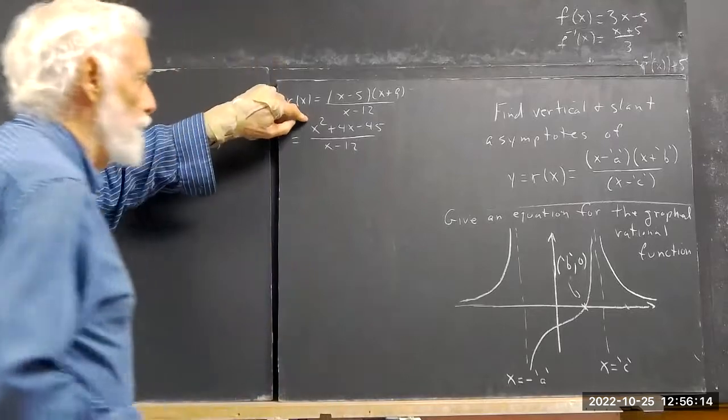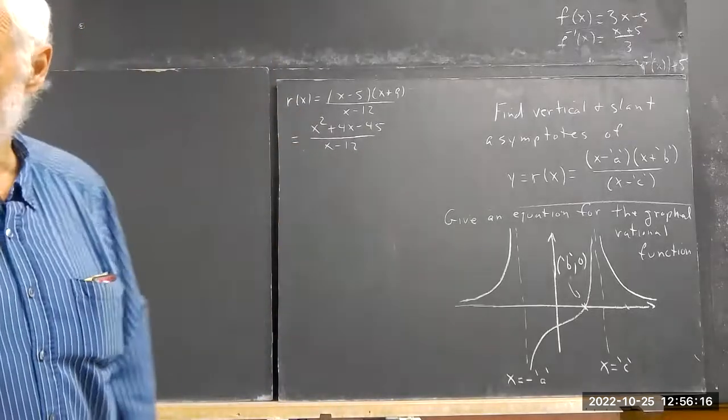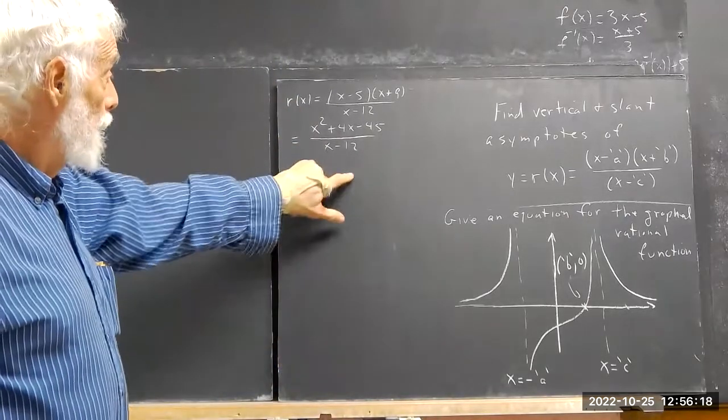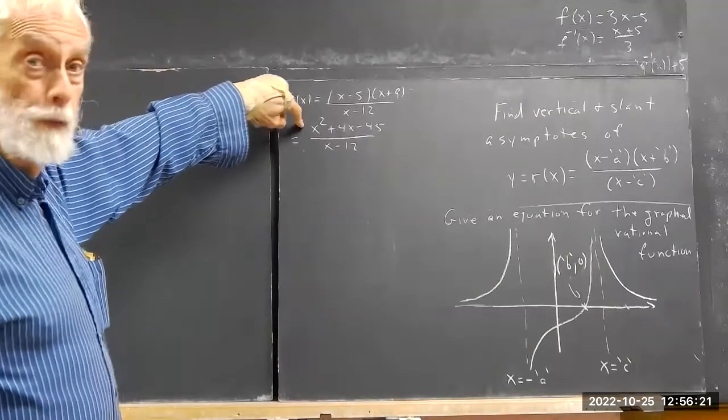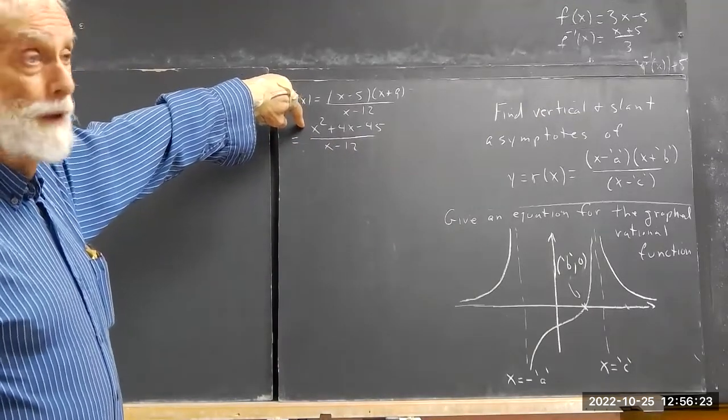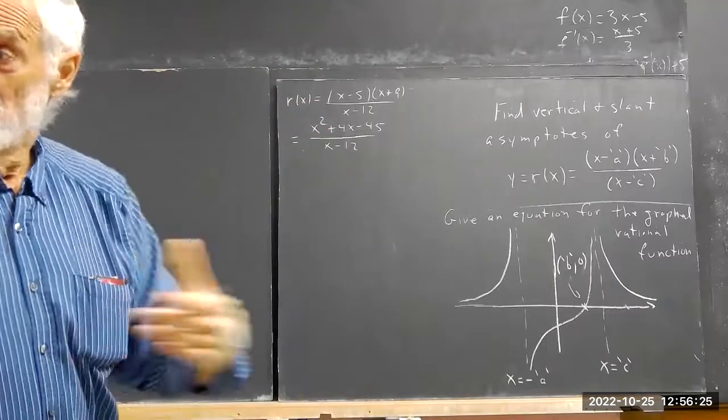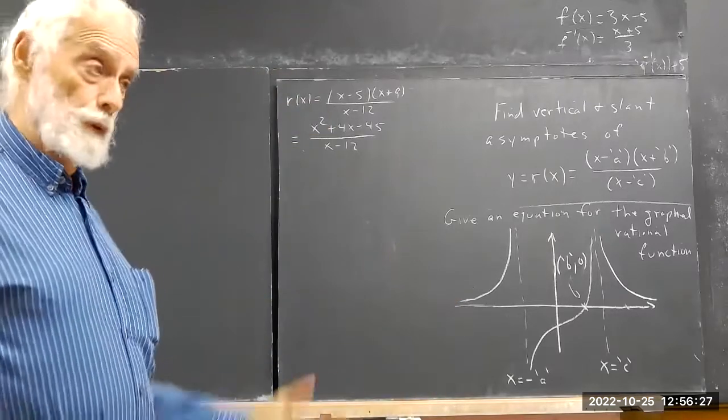The degree of the numerator is 1 greater than the degree of the denominator. So we know when we divide this into this, we're going to have some multiple of X on there. I made it easy on you, I made it just an X squared.